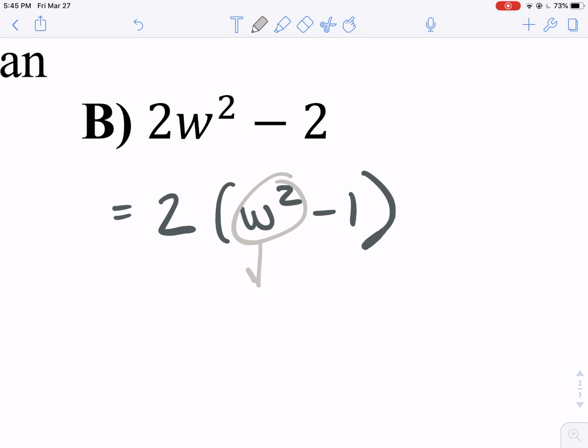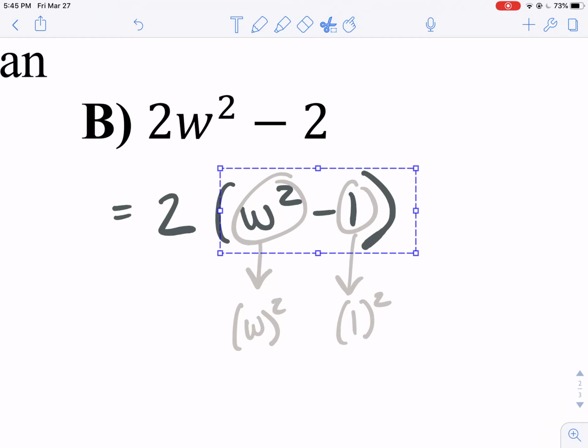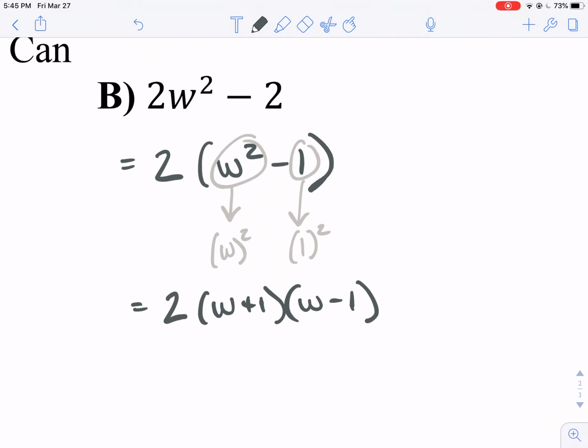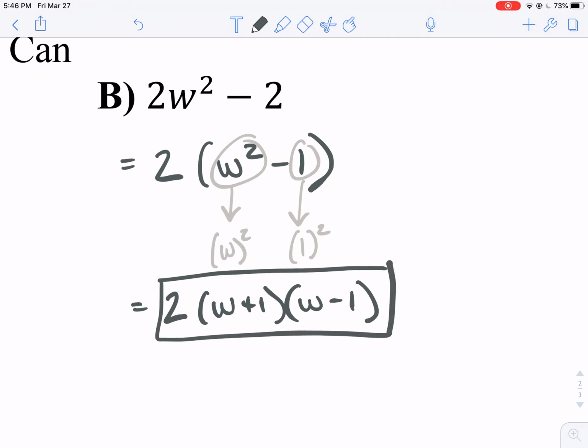Well, let's look at w. W squared is w squared, and 1 is 1 squared. We actually have a difference of squares on our hands right now. Awesome. So we can factor that difference of squares as w plus 1, w minus 1. Remembering our 2 out in front, we have completely factored this expression.